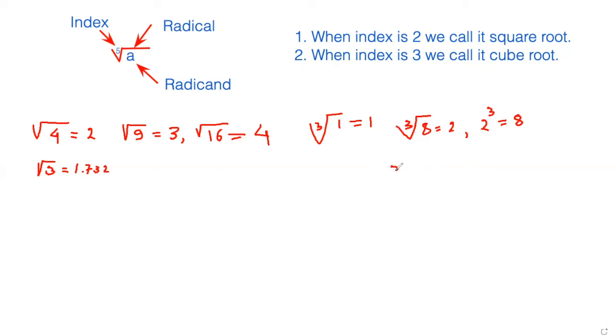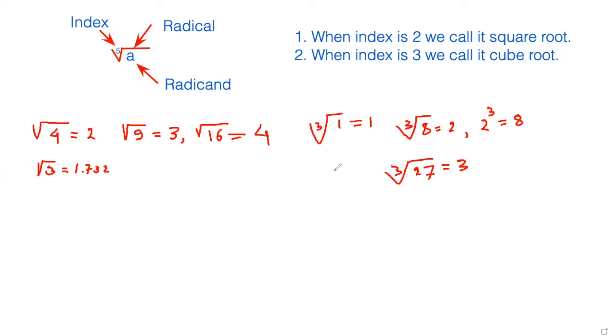So let's do another one. The cube root of 27 equals 3. So 3 times 3 is 9, 9 times 3 is 27. So we can see, depending on this index, we have to find a number that, if we multiply it 3 times, we get the radicand. So this is how you have to do it.